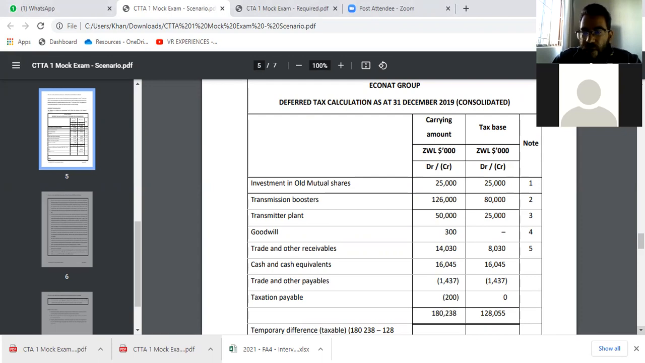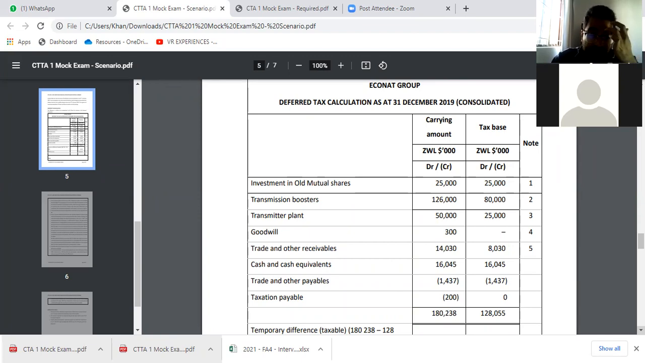Everything is in Zimbabwe. What does the WL stand for? Zimbabwean dollar. Okay, so it's in Zimbabwe dollar thousands. Investment in Old Mutual shares: we have $25,000. It's actually $25 million, but I'm going to read it based on how they present it. The carrying amount and tax base are exactly the same according to this schedule. But they're giving us note number 1 to go read.